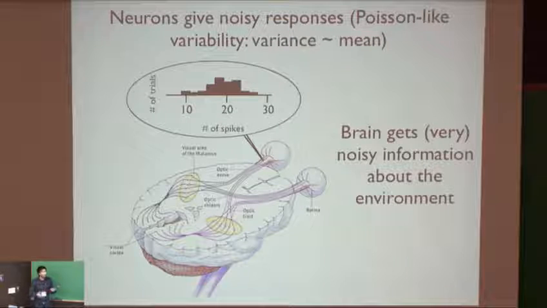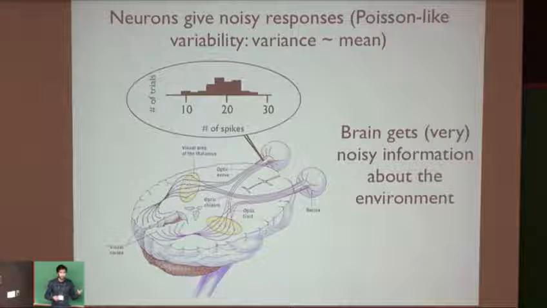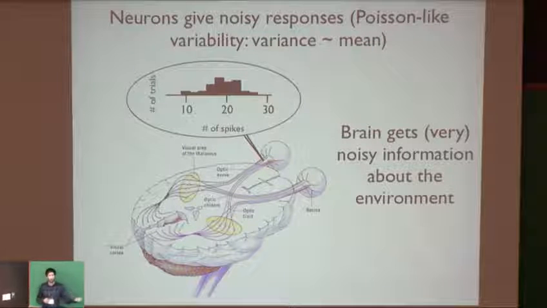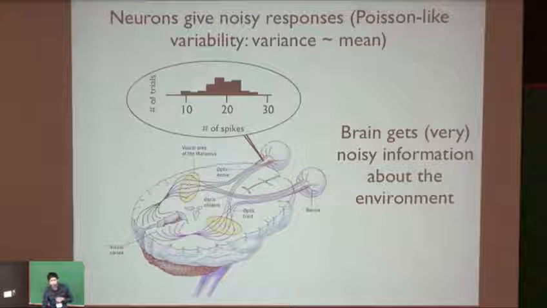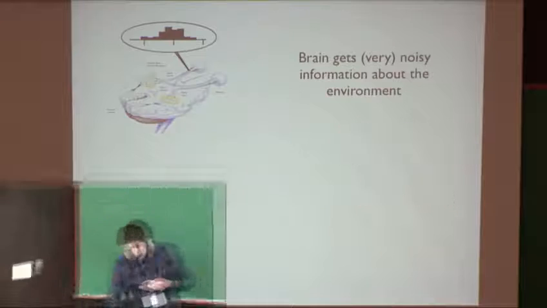This is not a strange quirk of the retina, nor of the direction selective system we're looking at. You see similar types of variability, Poisson-like variability, variance approximately equal to the mean, in places like cortex, hippocampus, auditory system, and so on. But what this means is that because the brain's information about the scene comes from the spikes traveling down the optic nerve, and those spikes are not very reliably locked to the stimulus, the brain is getting noisy information about the environment.